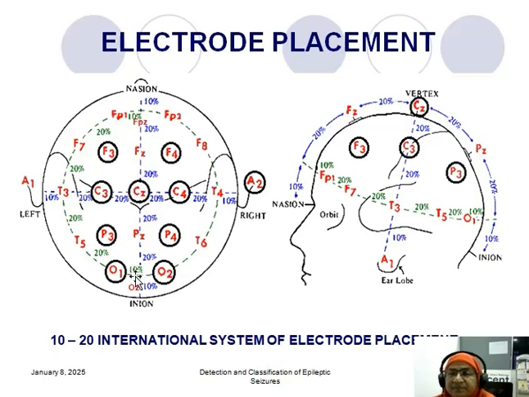Okay. So now you have measured the distance between nasion and inion, and A1 and A2, and fixed CZ. Now you know the distance from A1 to A2.